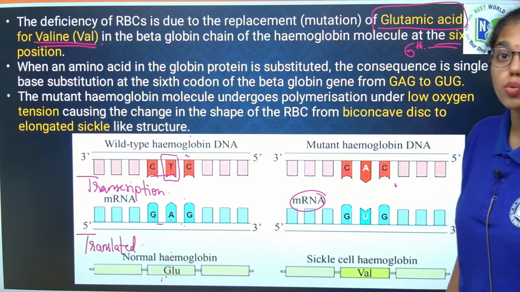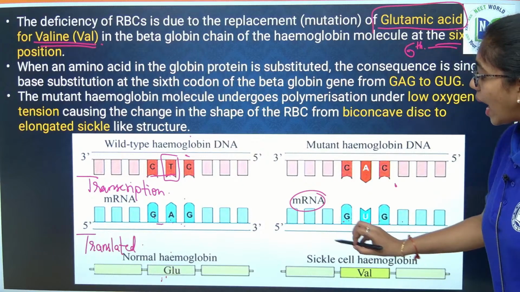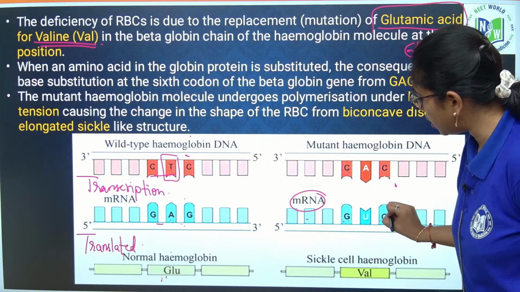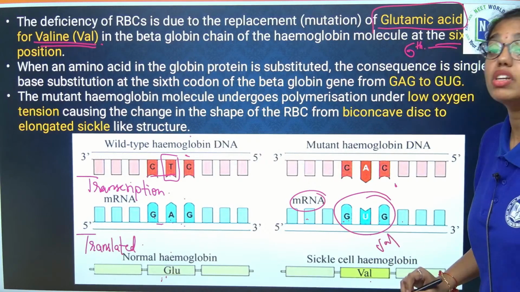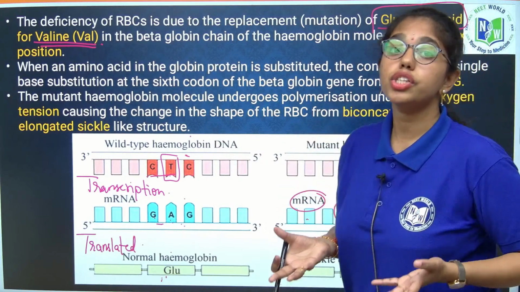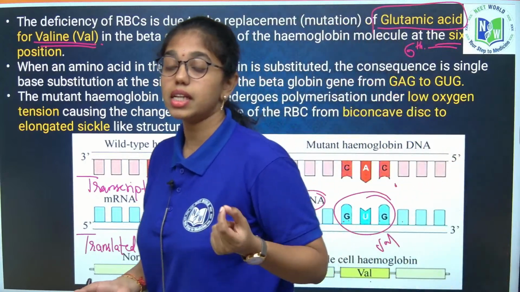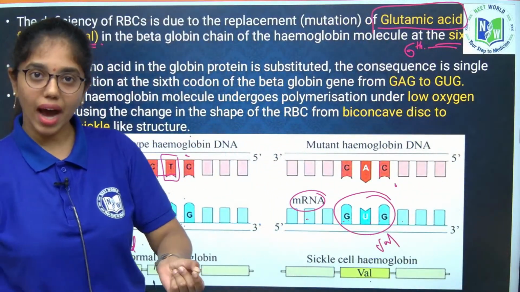mRNA is copying as what? GUG, and during the time of translation this is coded to what amino acid? Valine, which results in a change in shape of RBC. This results in what? Change in the shape of RBC.